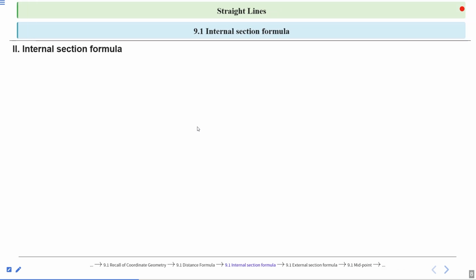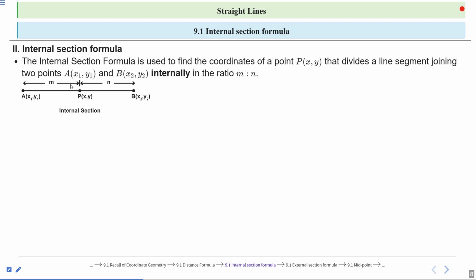Here we now study the internal section formula. So what is the internal section formula? The internal section formula is used to find the coordinates of a point P of x comma y that divides a line segment joining 2 points A (x1, y1) and B (x2, y2) internally in the ratio m is to n.